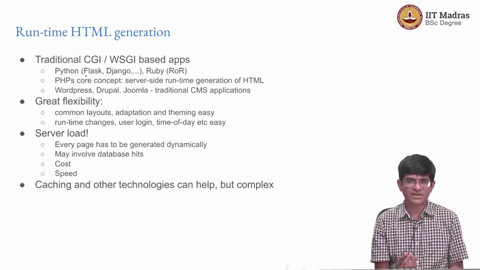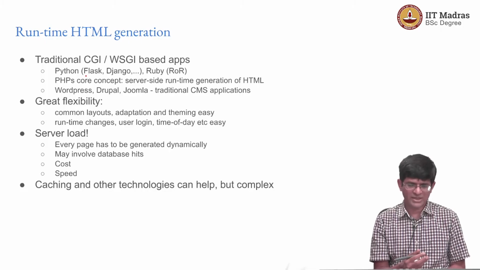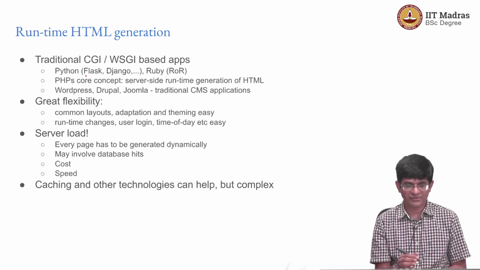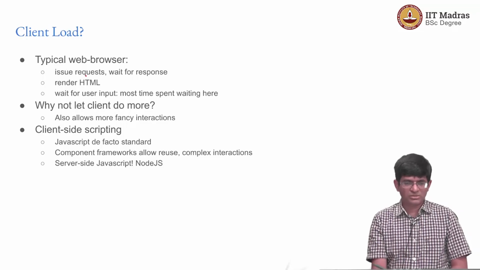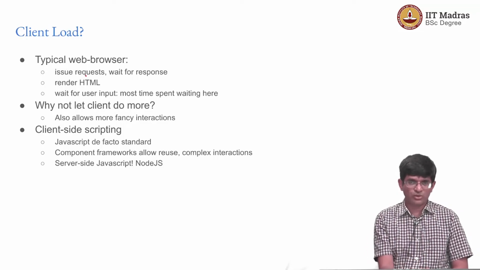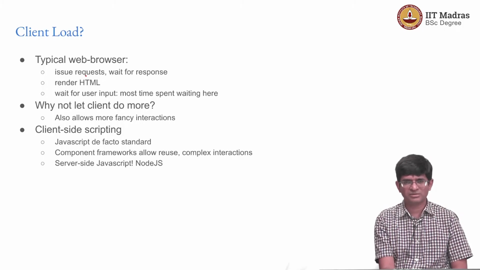Okay, cost is going to be a huge issue. Speed also can be a concern, right? And why is that? Because the number of requests per second that a server can handle is severely limited if it has to generate each page dynamically at runtime compared to just pulling out a file and sending it. Now, of course, there are techniques like caching and so on that can help in parts of it, but they are complex, not easy to implement, and definitely don't solve the problem completely. Okay. Now, server load is obviously an issue with this kind of runtime generation of pages. So then came the question, what is the client doing?